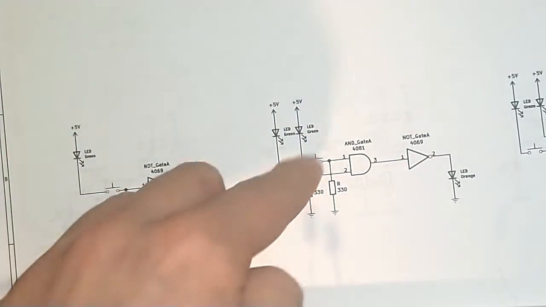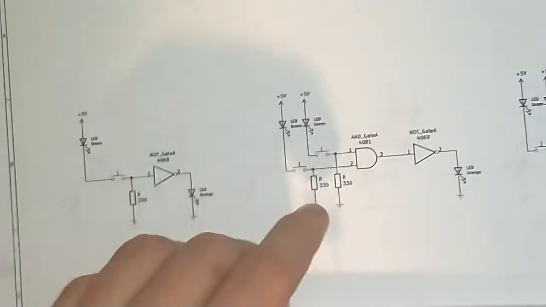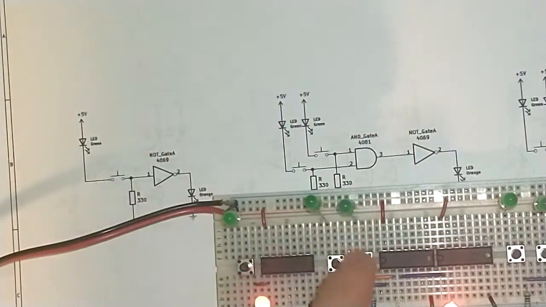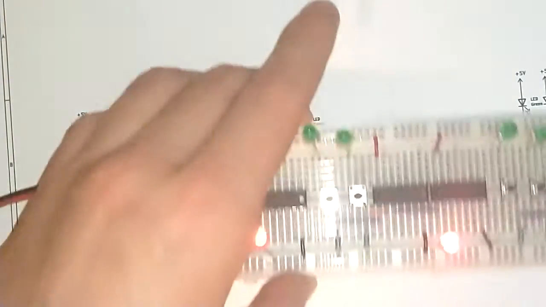And as you can see, there are two push switches, two green LEDs, and one orange LED. There are two green LEDs, two push switches, two resistors.